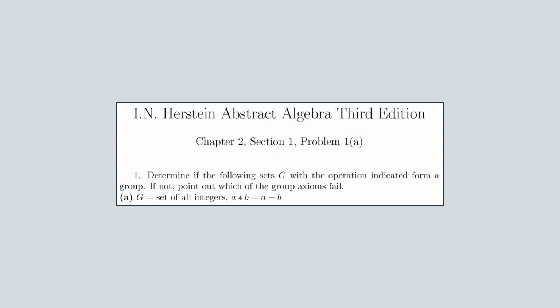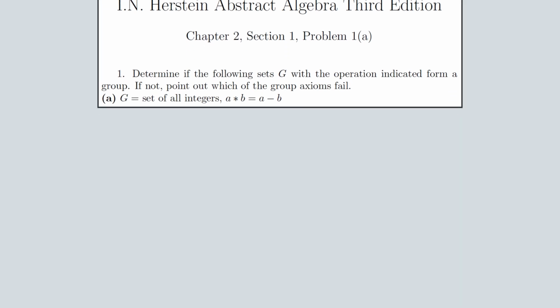Chapter 2, Section 1, Problem 1a, we're going to determine if this set G, the set of all integers, and this operation A star B, which is subtraction, A star B equals A minus B, is a group. We need to know what a group is. Here's our definition of a group.